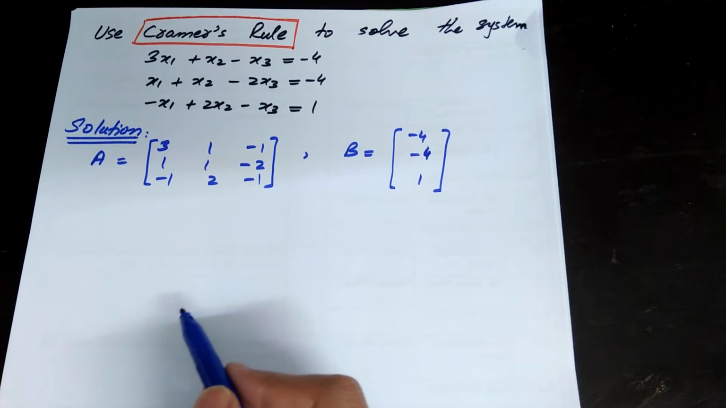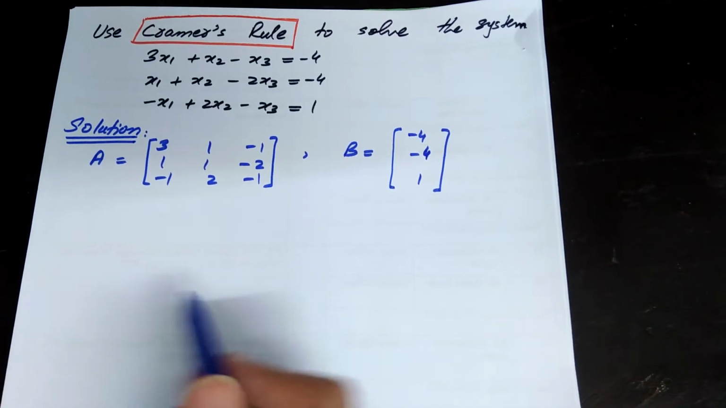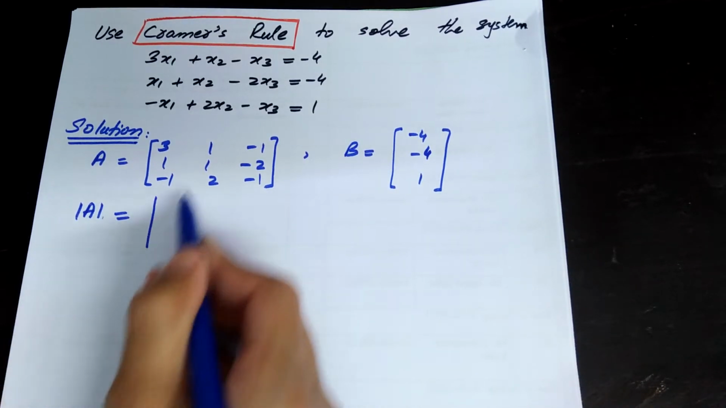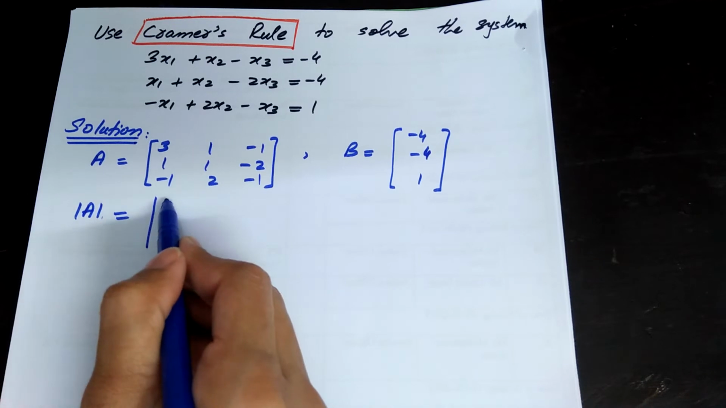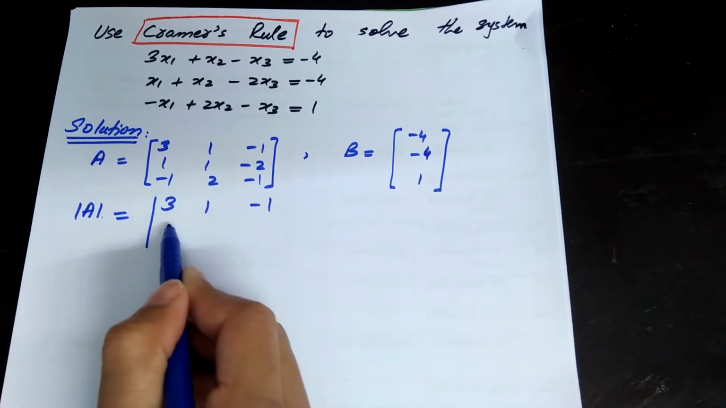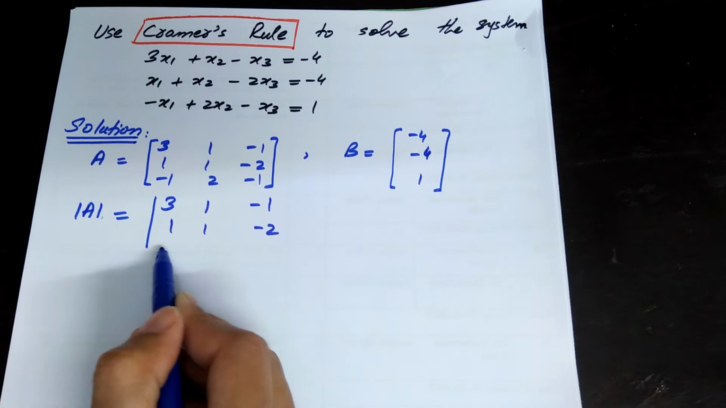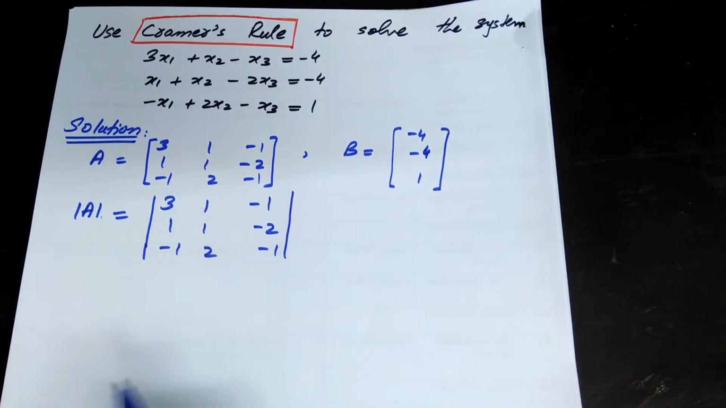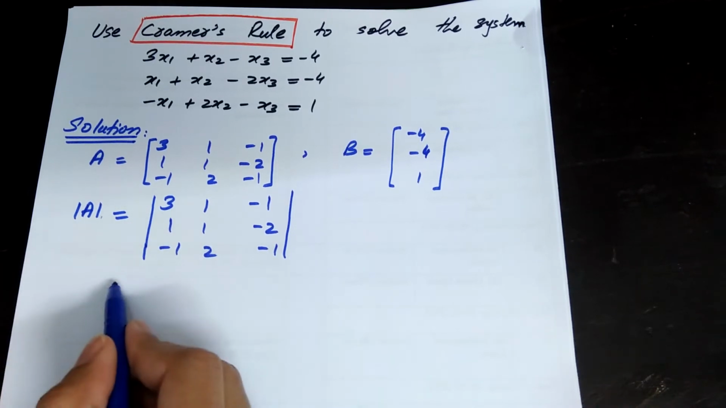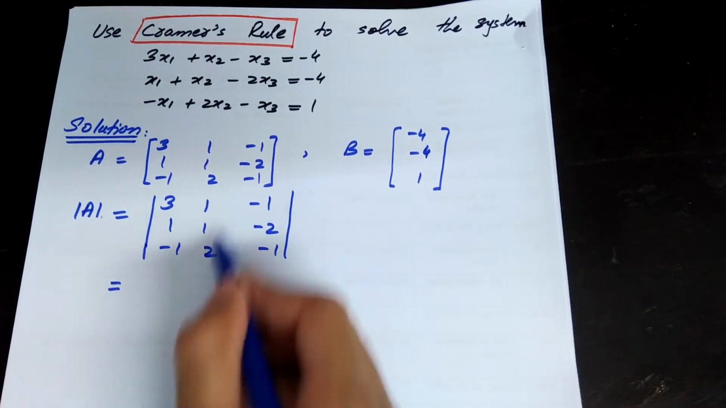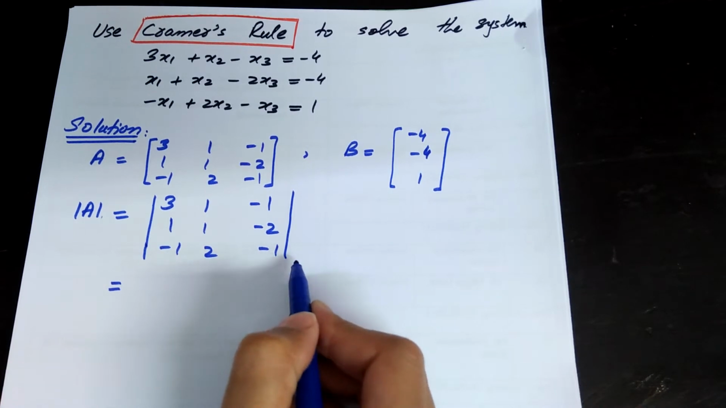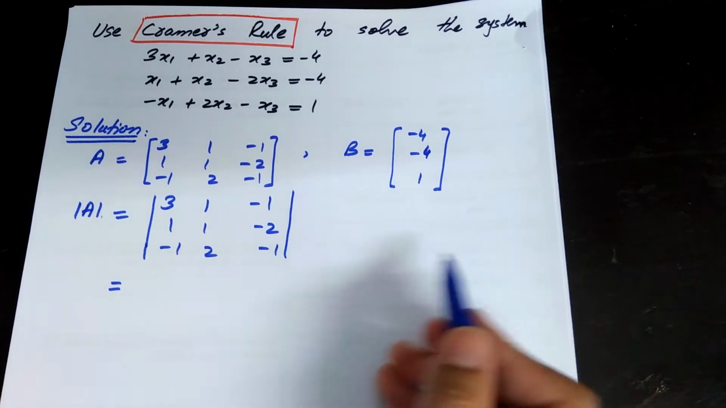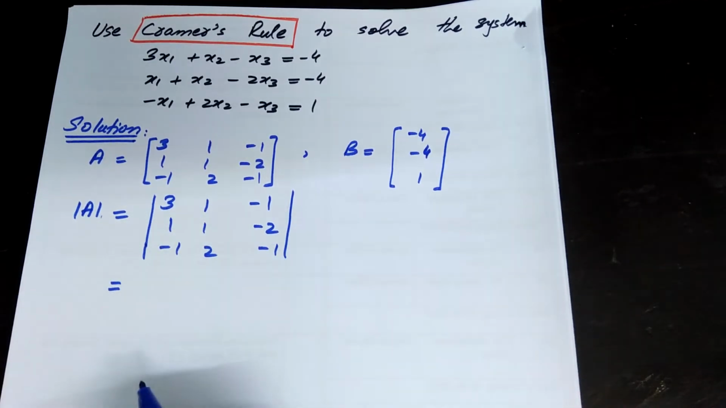Now before proceeding further, we must know what our A determinant is. The A determinant will be the determinant of this A matrix, that is 3, 1, minus 1, 1, 1, minus 2, minus 1, 2 and minus 1. Write it in determinant signs like this. Now how can you easily evaluate your determinant of dimension 3 cross 3? It is difficult as compared to finding the determinant of a 2 cross 2 matrix. How can you find its determinant?